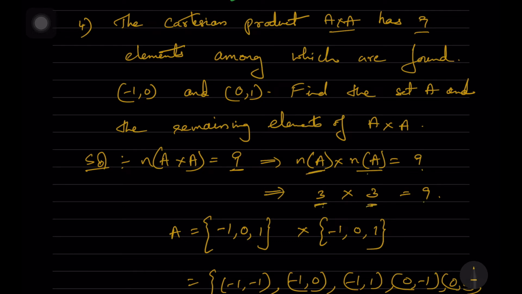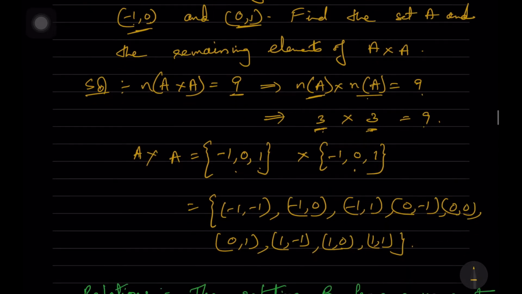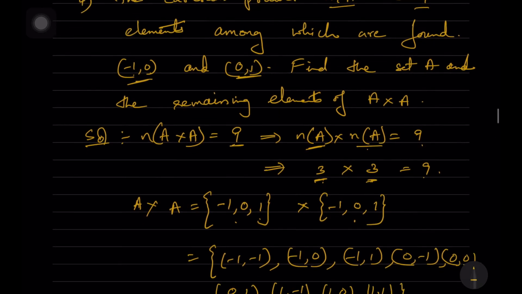So the number of elements in A should be 3. It can be most obviously, because this is one of the ordered pairs, it is consisting of 3 elements, means one can be -1, the other can be 0, the other one can be 1. So if this is A, then we are taking A cross A, which can be written as {-1, 0, 1} cross {-1, 0, 1}. So you are going to get these ordered pairs.